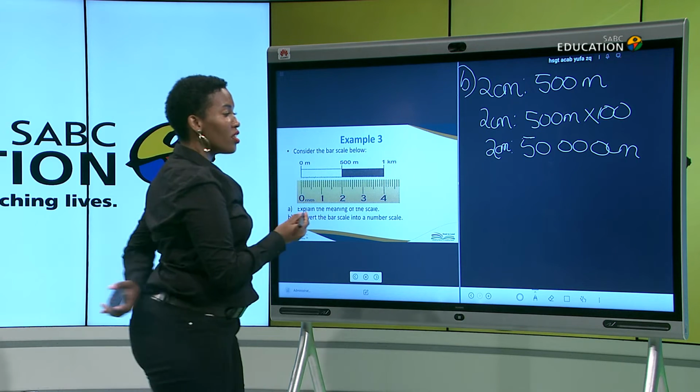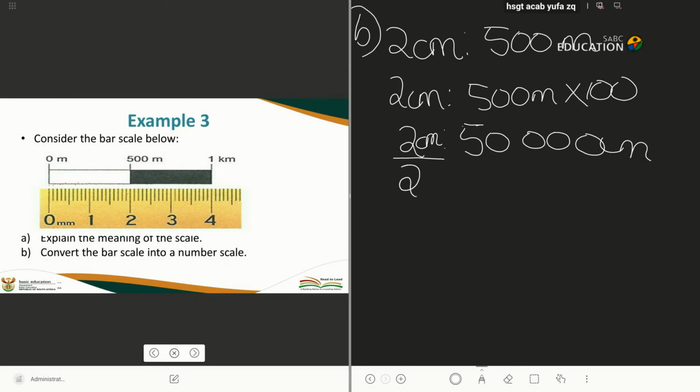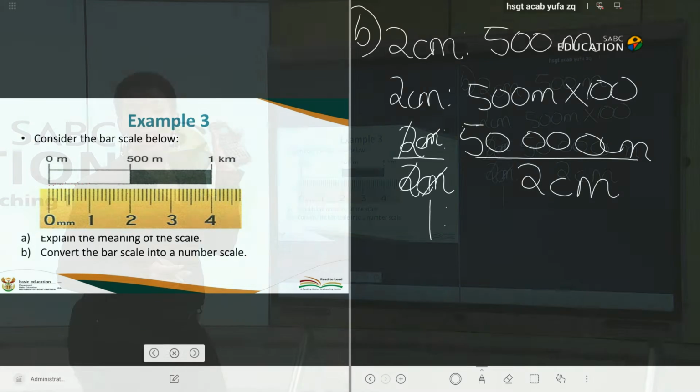So I'm going to take the 2. What must we do to get 1 here? It means we need to divide by 2. We can say 2 centimeters, and this side, you also divide by 2 centimeters. Why the centimeter? So this centimeter and that centimeter can cancel. 2 and 2, they cancel. You are left with 1 is to 2. 50,000 divided by 2, your best friend, your calculator.